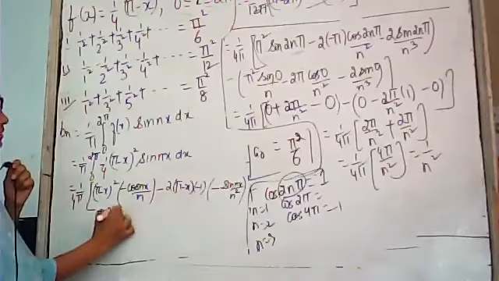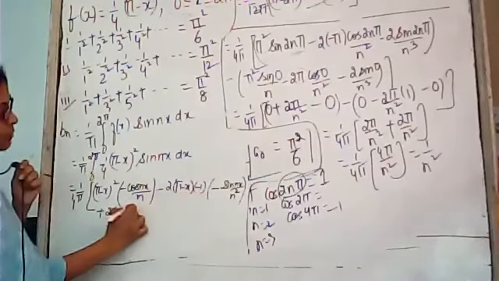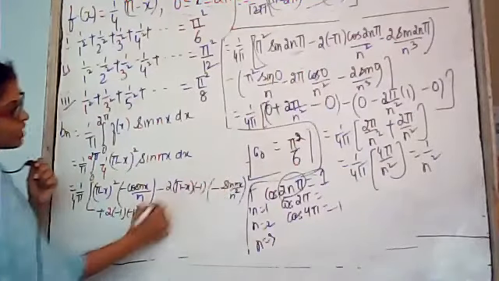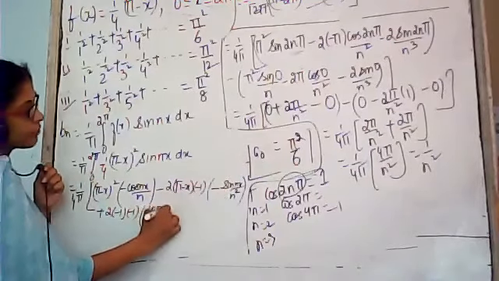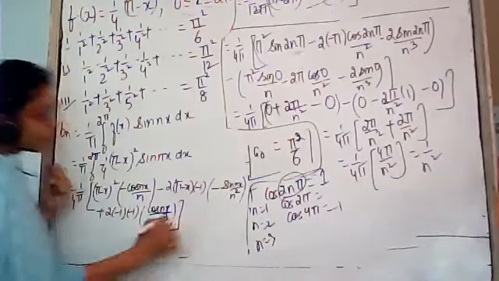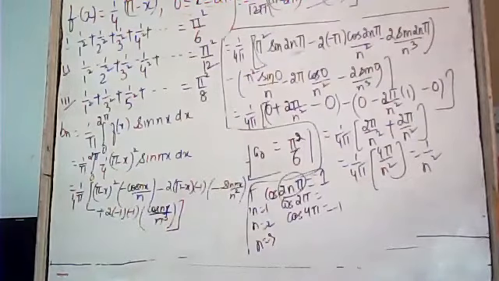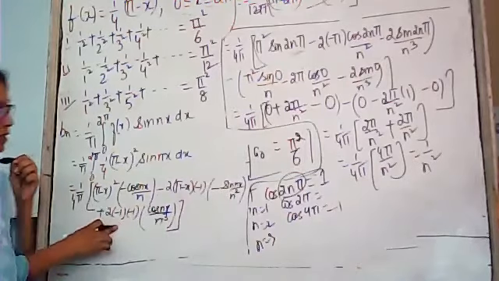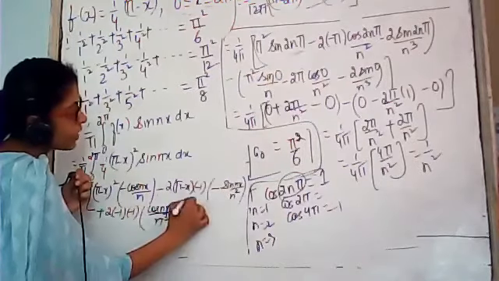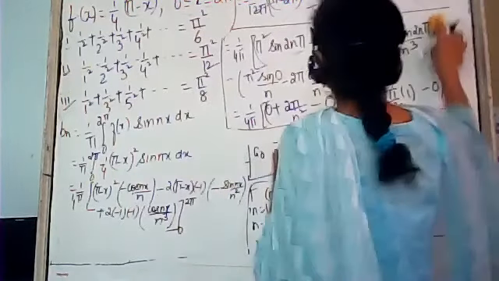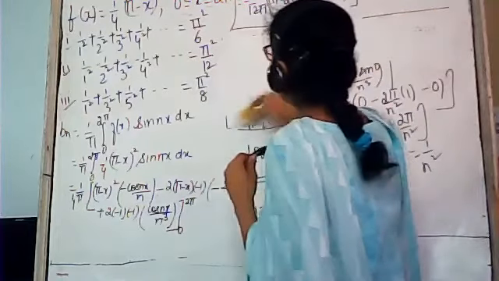Differentiation of pi minus x is minus 1. This minus 1 will remain as it is. Again, this minus sign as it is, integration of sin nx is minus cos nx, and it will become positive, divided by n cube. Here I am closing the bracket, as again, if we differentiate this function, it will become 0. And the limits of integration are from 0 to 2 pi.